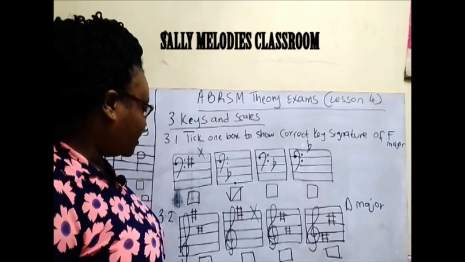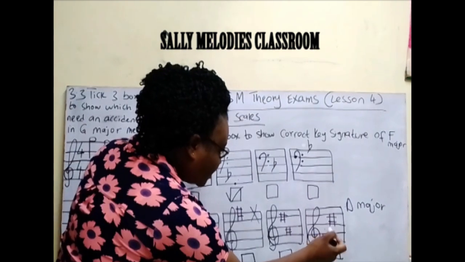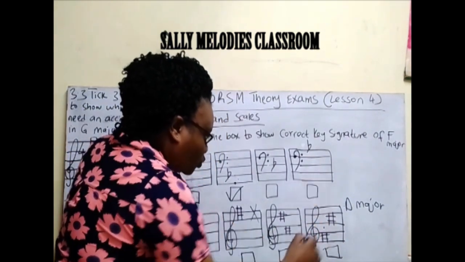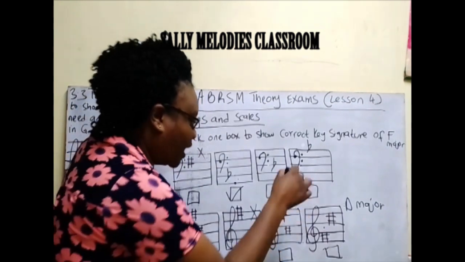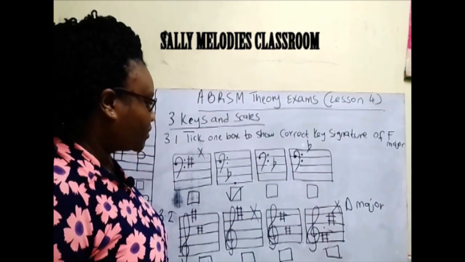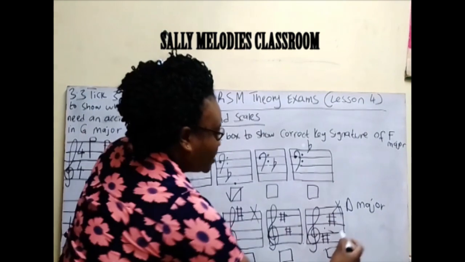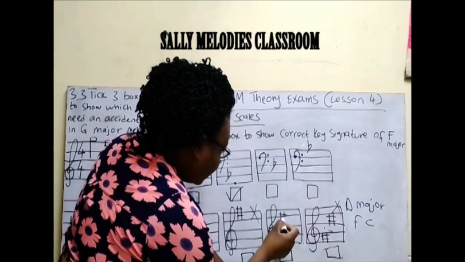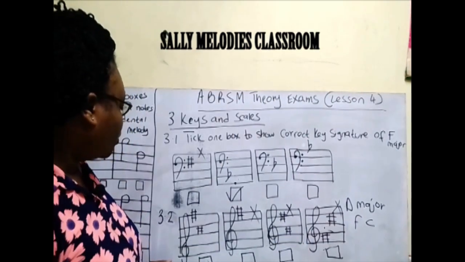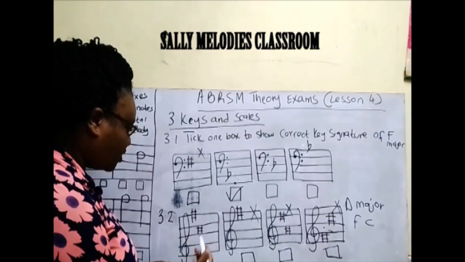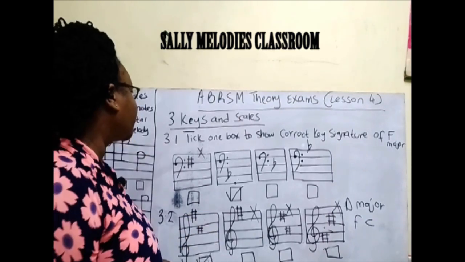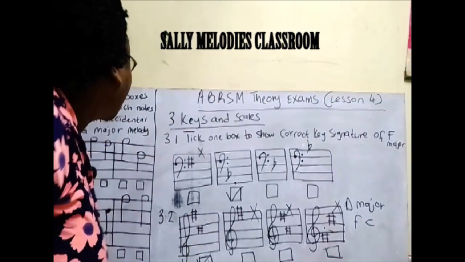It can't be this because we said that the sharps are not supposed to go that much down beyond this line. A D major has 2 sharps at F and C. This is D and this is A. So it can't be this. This is the correct one because this is F and this is C. So you tick that. We come to question number 3.3.